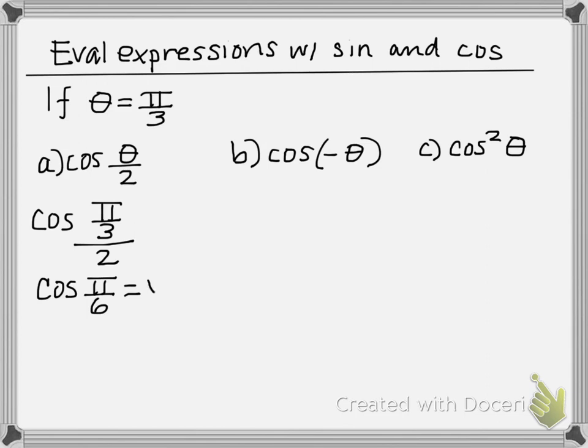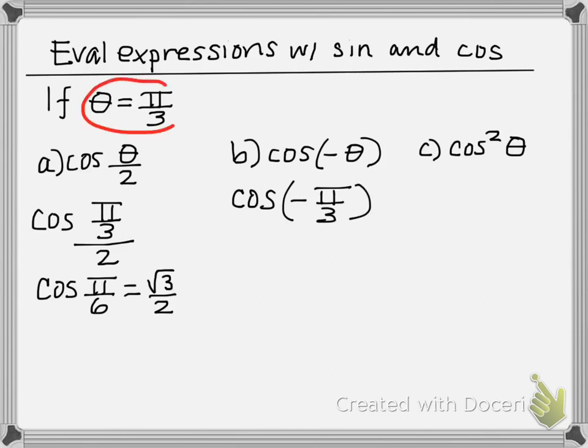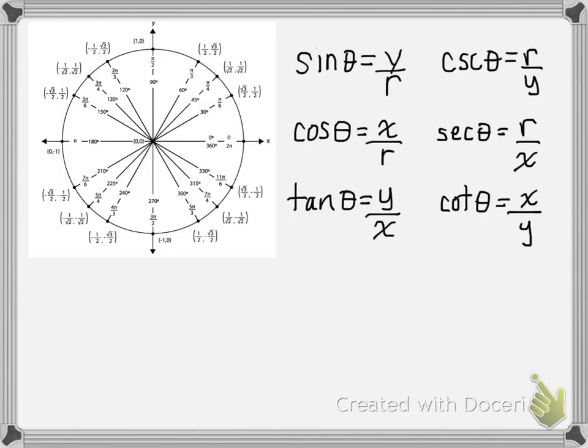Cosine of pi over 6 is rad 3 over 2. Moving to B, I've got cosine of negative pi over 3. So all I'm doing is plugging in this value of theta for this theta here, and then that's cosine of negative pi over 3. Now go to the unit circle.